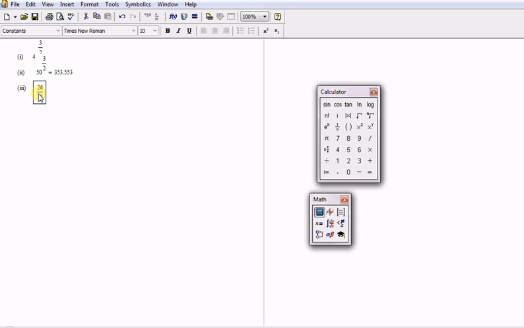26 over 65 equals 0.4. Part 4, outside the box, 27 over 65 equals 0.415. Part 5, outside, 3 to the power -10 equals that number. So that's all of 3.1 part B.